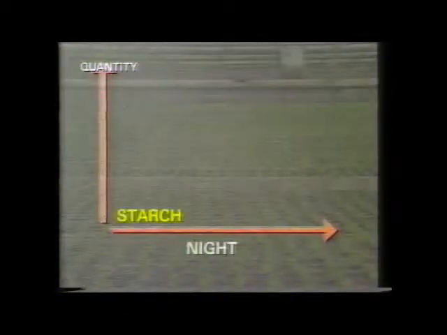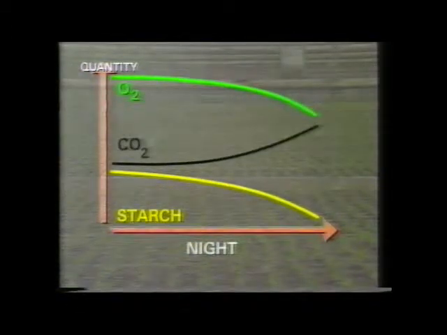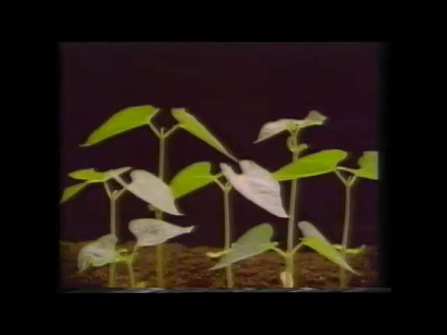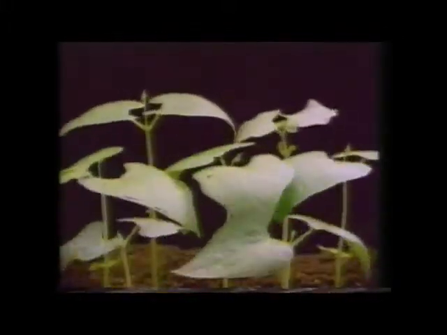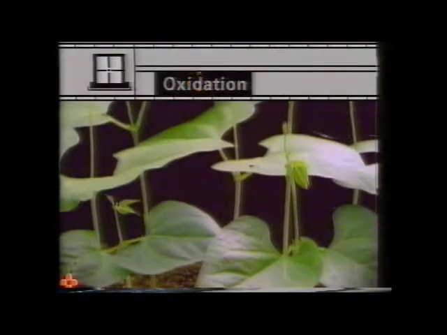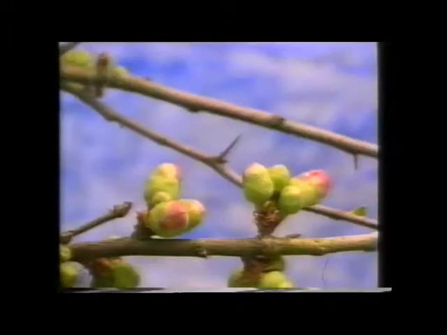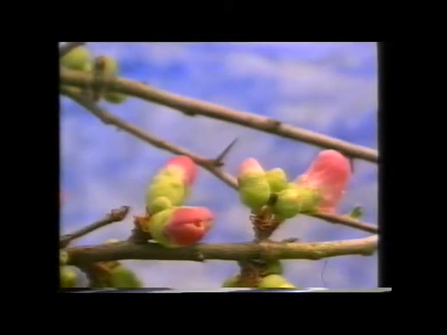During the night, the plant's starch content falls. Levels of oxygen in the greenhouse also fall, while carbon dioxide rises. Sound familiar? The starch is being burnt as fuel, but very slowly. Watch these bean plants. During the day, the leaves are raised towards the sun to photosynthesize. At night, the leaves fall, but day and night, oxidation goes on to fuel plant growth. The growth of plants and animals depends on a special, slow form of oxidation, which is called respiration.